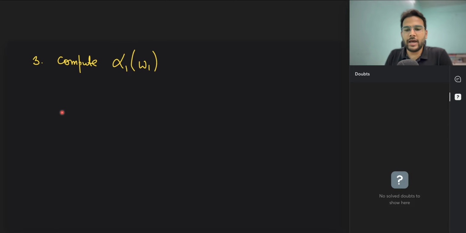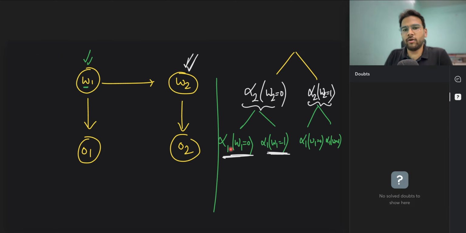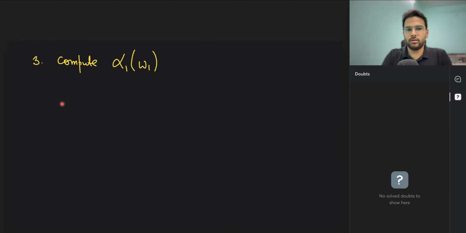Correct. Now, as I told you, there are two possibilities. Alpha 1 W1 is equal to 0 or alpha 1 W1 is equal to 1. Either this can take the value 0 or it can take the value 1. So you need to compute both. So alpha 1 W1 is equal to 0. This is what we can calculate. Either you can write this way, or you can directly write this also.